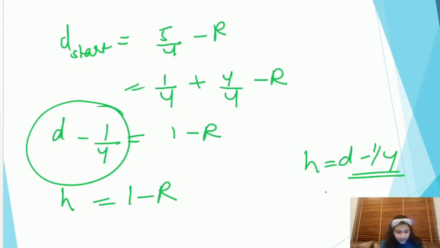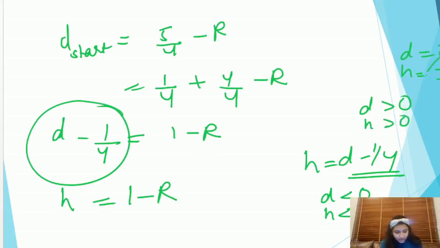तो अगर d की वैल्यू हमारी लेस देन 0 है तो h की वैल्यू भी क्या होगी, लेस देन 0 आएगी। अगर d की वैल्यू मेरी कोई भी ग्रेटर देन 0 होती है, राइट, तो उस केस में हमारी h की वैल्यू भी ग्रेटर देन 0 आएगी, राइट। And if I take the value of d as 0, then in that case h value comes out to be minus 1 by 4. So in order to avoid the floating point calculations, we take the value of initial d कह लो और initial h as 1 minus r.